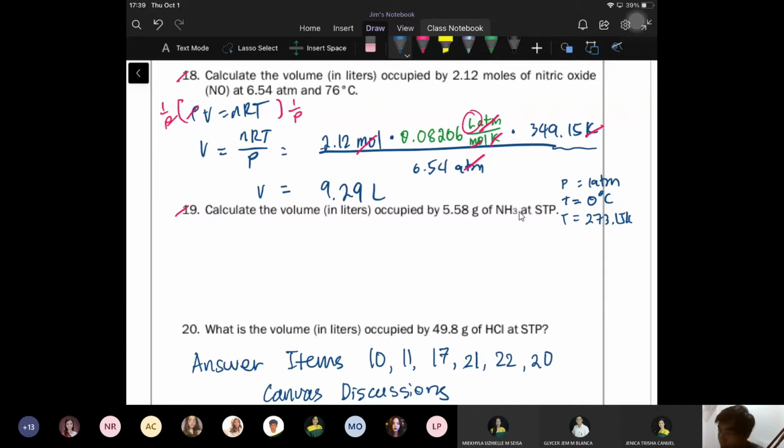Okay. Hanapin yung volume. So this is PV and RT again. So volume yung hinahanap. Kopyahin ko na lang equation sa taas. Okay. However, tignan nyo. Anong given sa akin? I have mass of ammonia. My equation requires me to have moles. No? So ano meaning nun? I have to convert the mass of ammonia into moles of ammonia. So how am I going to do that?